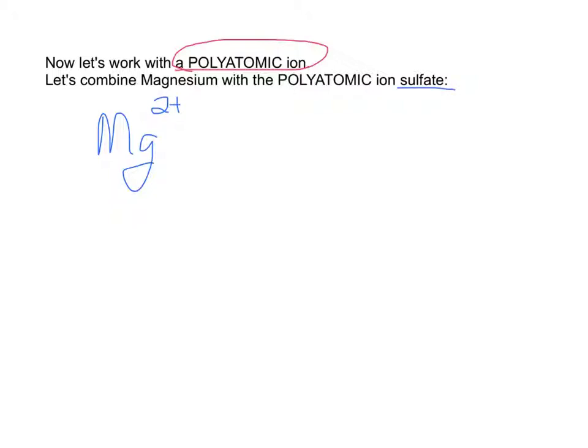Now remember, with these polyatomic ions, you can't look at the periodic table and find them. You have a list that you have to memorize. So if you have not memorized this list, then you need to go back and look at that and memorize these polyatomic ions, because it's very important for the mandatory pass exam that's coming up.